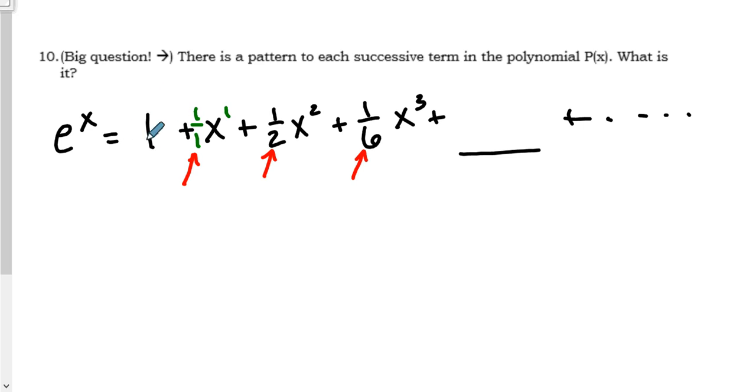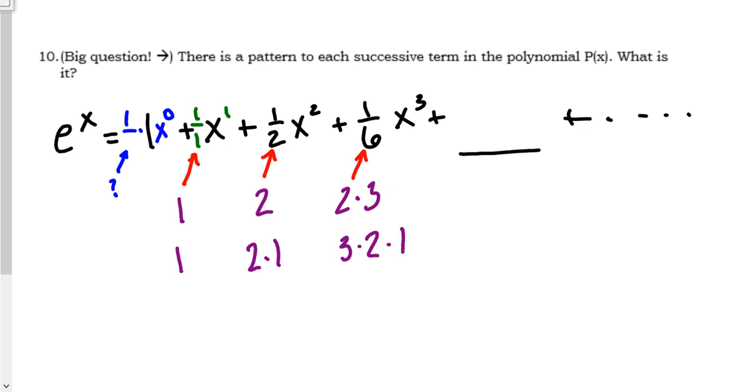Maybe I could write that as x to the 0. And what would be the number in the front? I mean, it has to be equivalent to 1. I'm kind of confused about that. So this looks like 1, this is 2, this is 2 times 3. Maybe I could think of that as 1, and 2 times 1, and 3 times 2 times 1. What's the pattern? Okay, if you're not sure, pause so you have time to think.